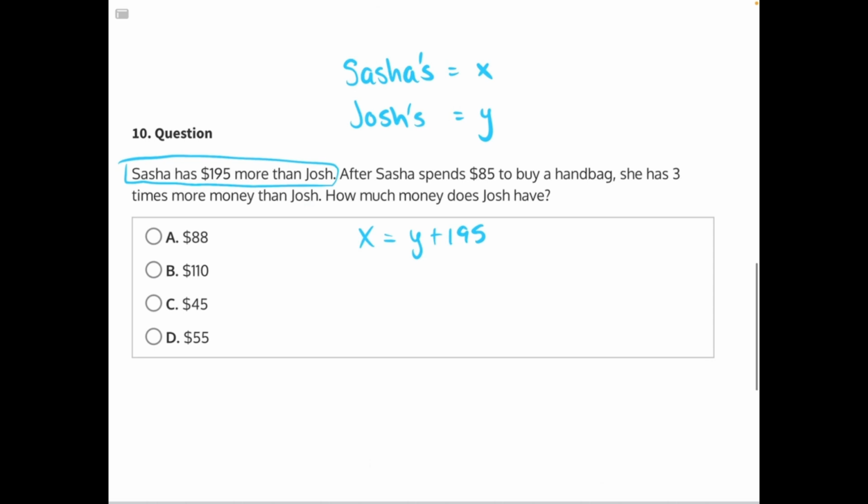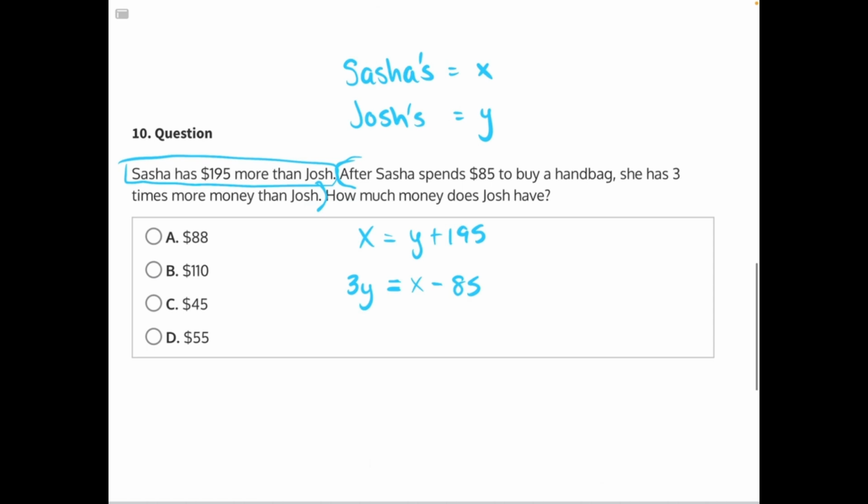Our second equation is going to come from this piece of information right here. After Sasha spends $85, so Sasha spends, so subtraction, $85, to buy a handbag, she will have 3 times more money than Josh. So that is equal to 3 times the money Josh has.